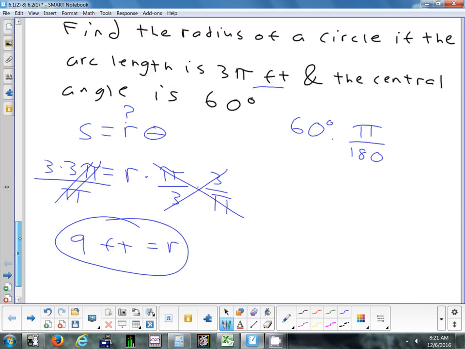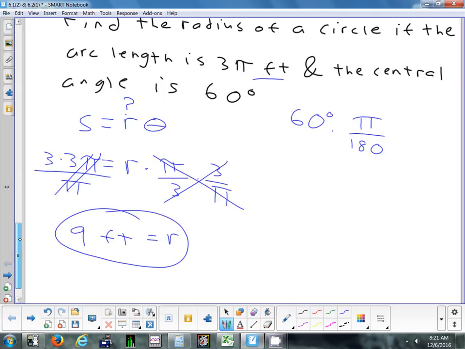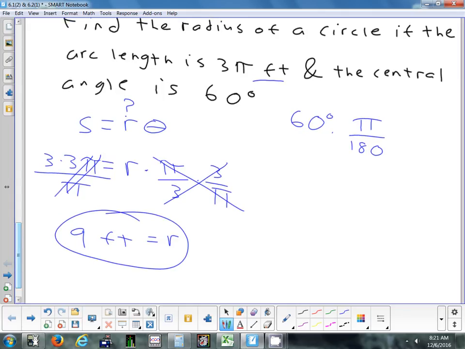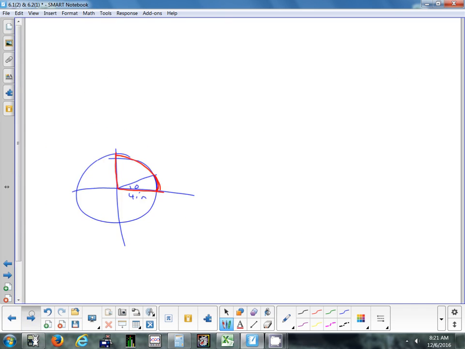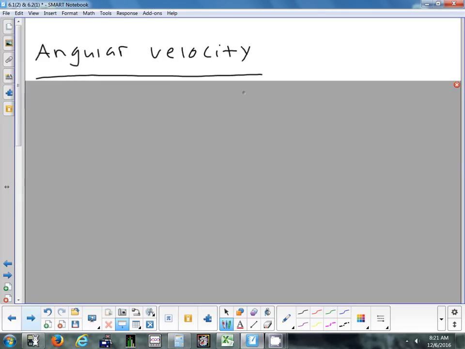Okay, so there's an example solving for r instead of s. Any questions on how you would do an example solving for theta? They'd give you the s, they'd give you the r. I mean, all you have to do is this. Take s divided by r, and that will give you theta. But any questions on that last type? Okay, so I'm going to hold off on doing that one. So the last thing we're going to look at in 3.1, as I already said, is angular velocity.